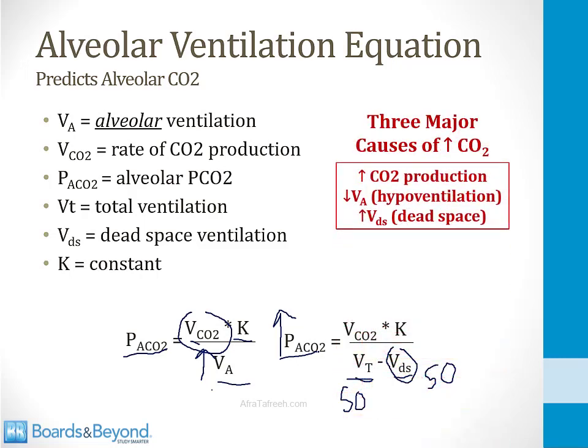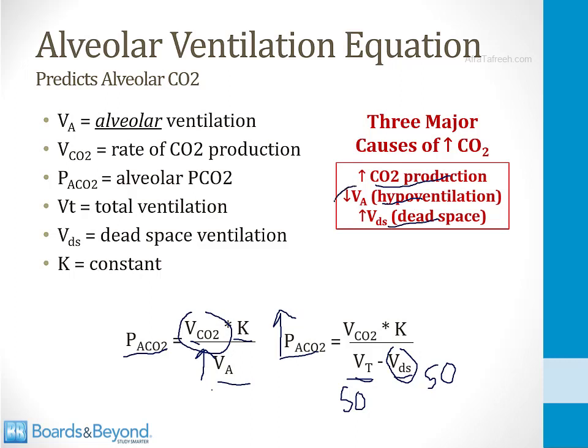So I'm going to summarize this now by writing the three major causes of CO2 increase, all of which are evident from the alveolar ventilation equation. If you understand this, it is super high yield for step one. It can help you to answer many, many questions. So the only way the CO2 level is going to go up is if there's either increased carbon dioxide production, decreased alveolar ventilation, which is hypoventilation, or increased dead space. These are the only three reasons that hypercapnia can develop.